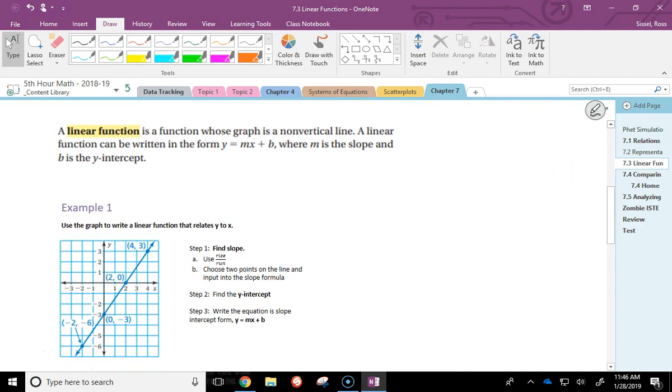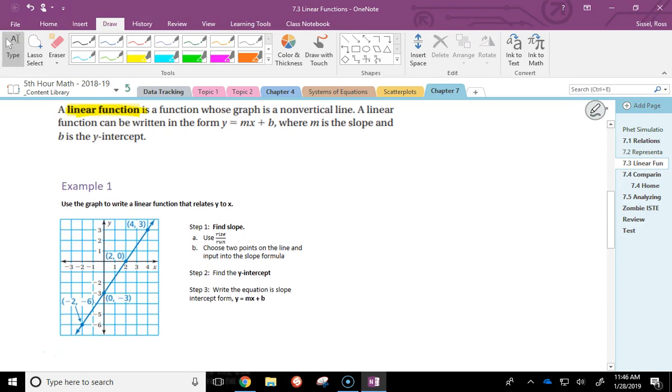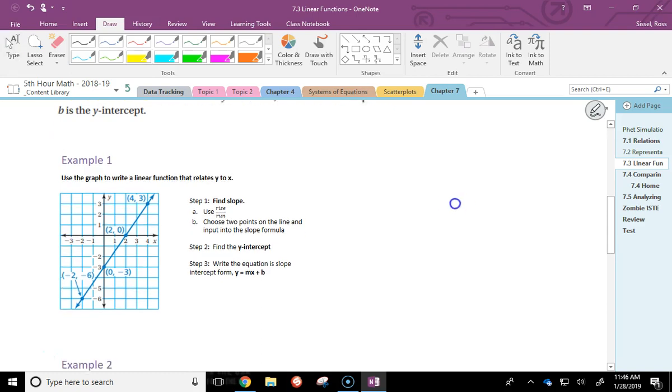So, here's what we're going to do. It says, a linear function is a function whose graph is a non-vertical line. A linear function can be written in the form y equals mx plus b. M is the slope, b is our y-intercept. Okay, we get that. Here's what's in your notebook.